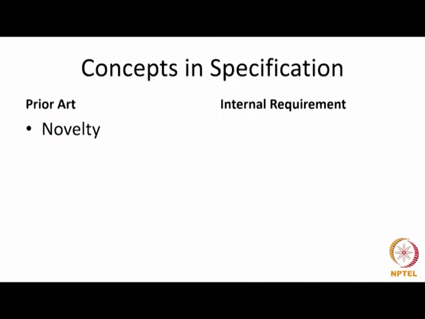So, novelty is something which has to be demonstrated in the claim part of the specification, and it has to be compared with the prior art. Inventive step. Just as novelty has to be satisfied, the claim should also satisfy inventive step.